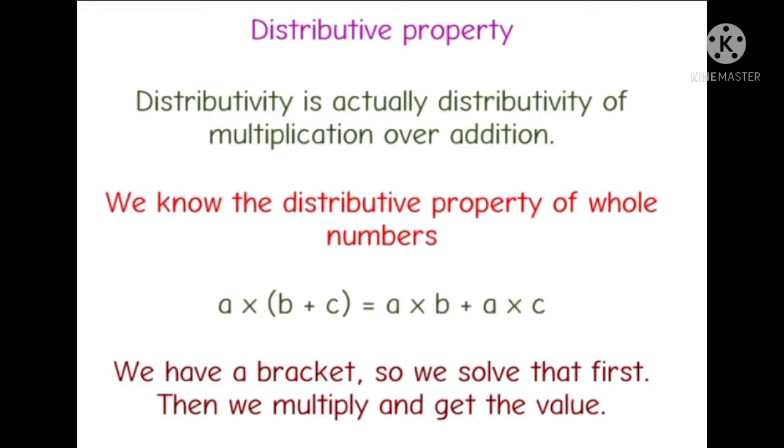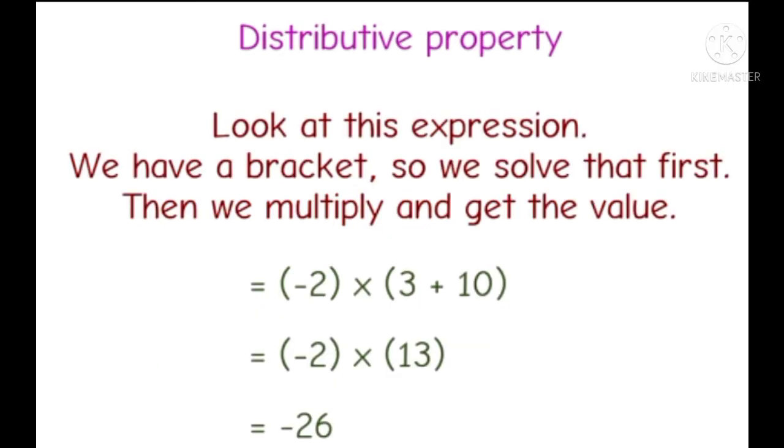Last one is the distributive property. We have already learnt in whole numbers. What is distributive property? Yes, of course, a into bracket of b plus c is equal to bracket of a into b plus bracket of a into c. This is distributivity of multiplication over addition.